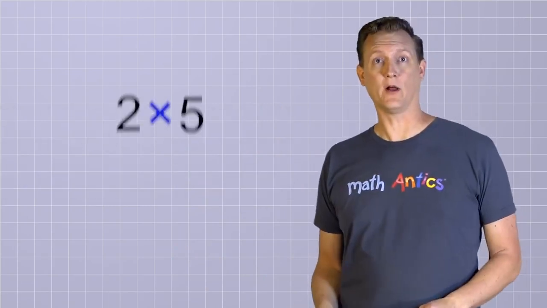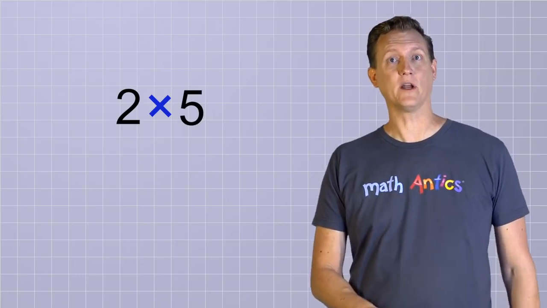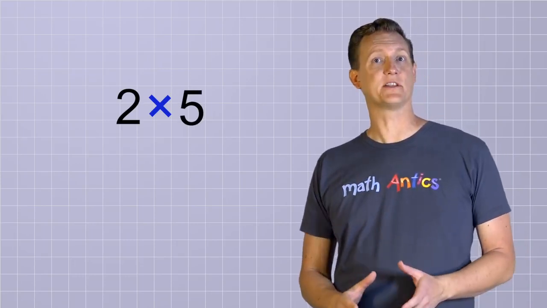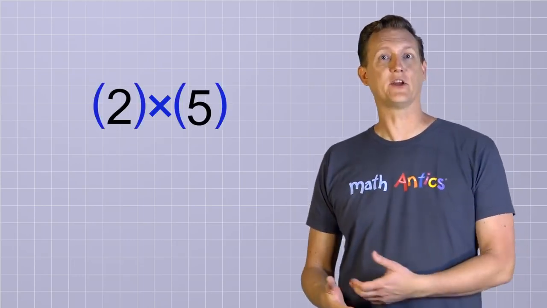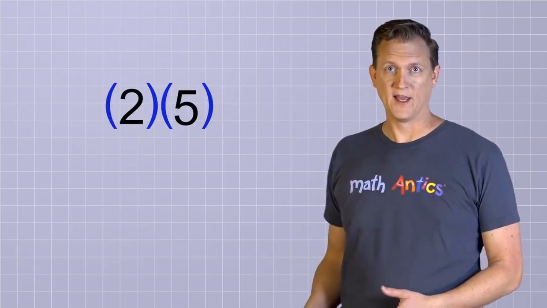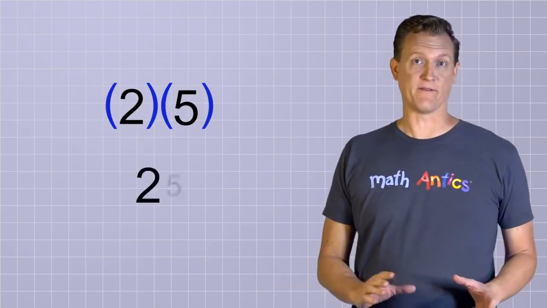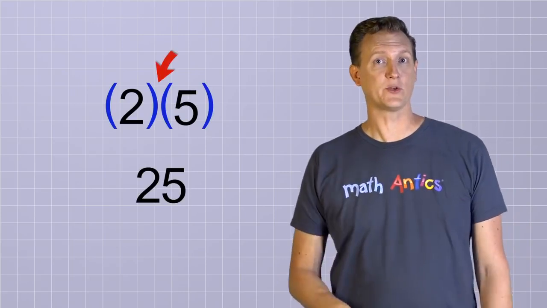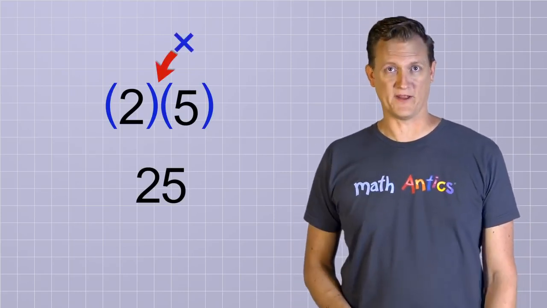So, going back to our problem, 2 times 5, if you wanted to, you could just put each of the numbers inside parentheses like this, and then you could get rid of the multiplication sign. Now this can't be confused with the number 25, and since the groups are right next to each other, you know that you need to multiply them.